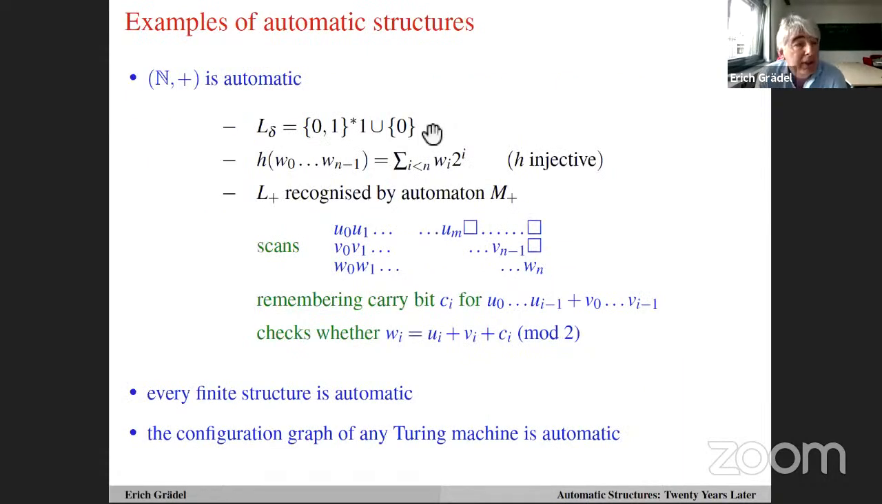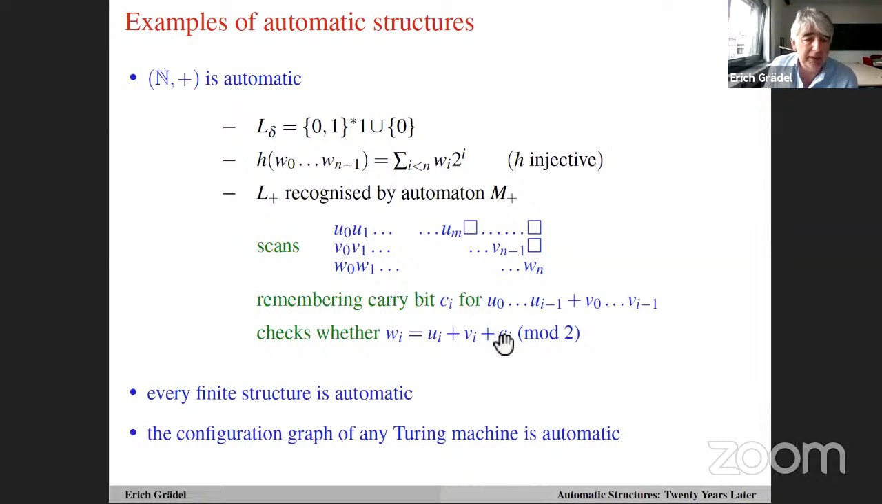Here are some of the most important examples of automatic structures. A standard example is the additive theory of the natural numbers. We can encode a natural number by binary representation, starting with the least significant bit. Then it is obvious that we can recognize addition. We scan a triple u, v, w from left to right, remembering the carry bit, and check whether at each point w_i is u_i plus v_i plus c_i, where c_i is the carry bit modulo 2. In this way we can decide whether w is indeed the sum of u and v. So this is, in some sense, one of the simplest automatic structures.